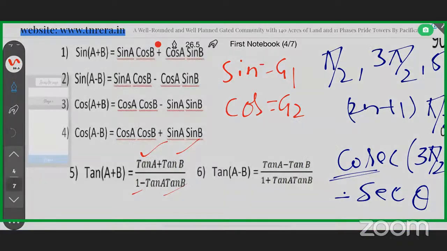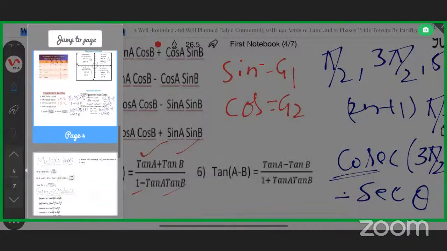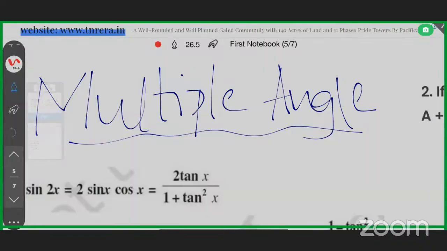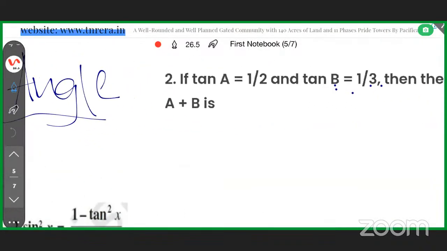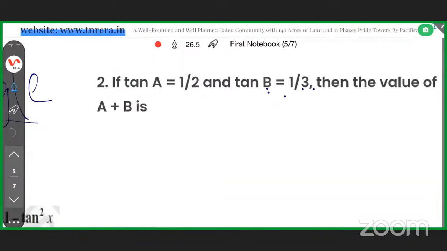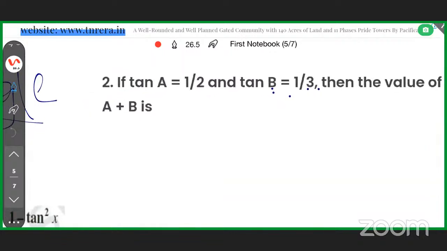Okay, we'll solve the problems. So the first problem is: if tan A is equal to 1 by 2 and tan B is equal to 1 by 3, find the value of A plus B.